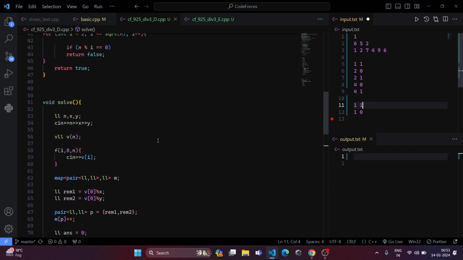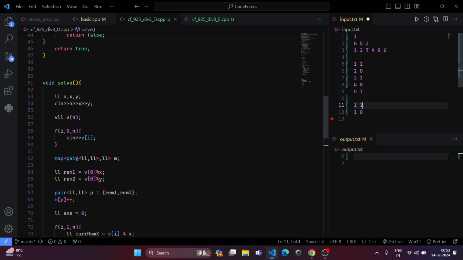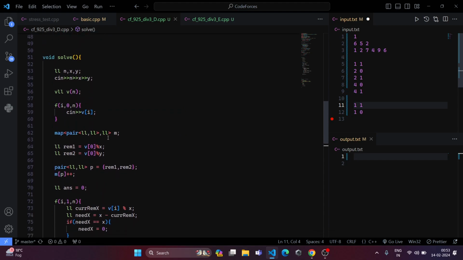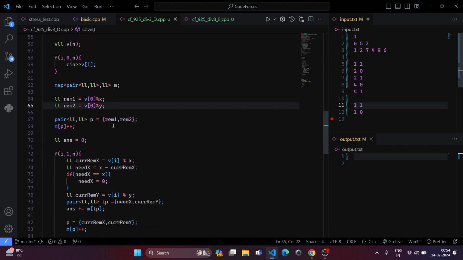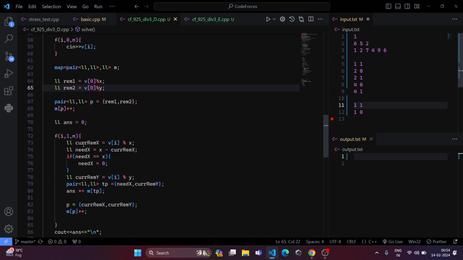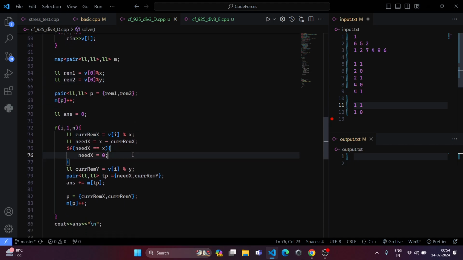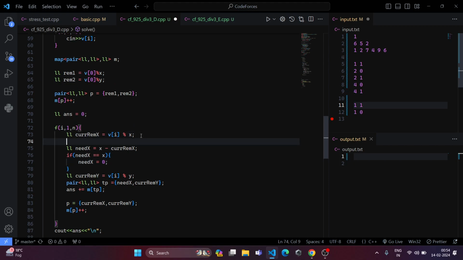Similarly, I have done this in the code. First I take the input, and then I take a map of pairs, x remainder comma y remainder, with its count. Now, beginning from the first element, I first store the remainder for x. For example, the remainder in this case is 4, but I need the element with the form 1 comma 1. So I need x minus the current remainder. So need of x is equal to x minus current remainder.